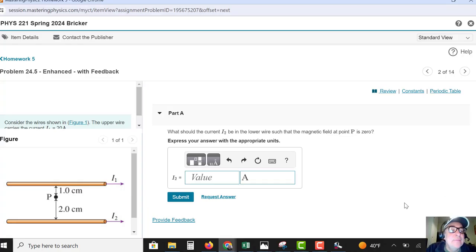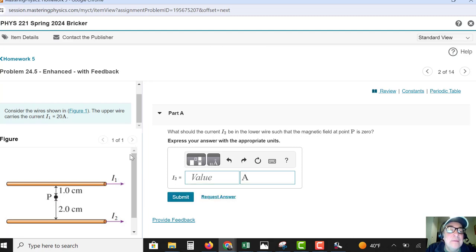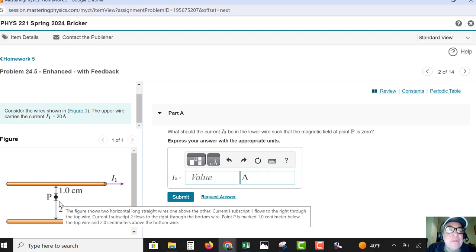Okay, the next one: consider the wires shown here. And we know I1 is 20 amps. Okay, good. So I1 is going to the right. And we want to know, what should current I2 be? I2 is also going to the right in the lower wire, such that the magnetic field at this point is 0. Okay, let's sketch it out and see what we can come up with.